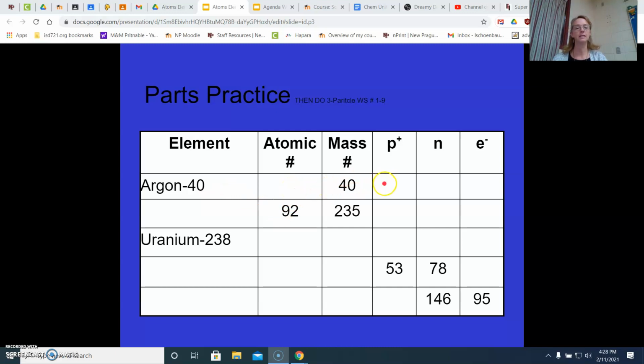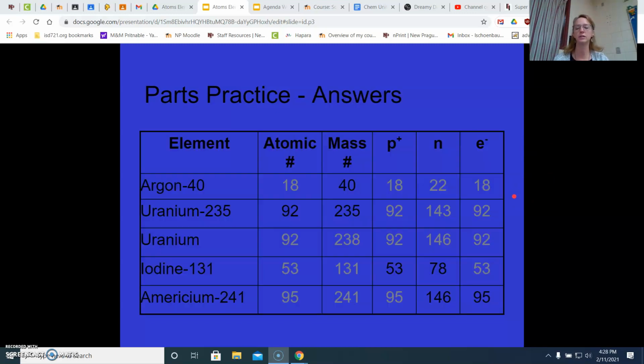That means it has 18 protons and 18 electrons. It's a neutral atom, so positive charge has to equal negative charge. If it has 18 protons but it weighs 40, the rest of this mass comes from neutrons, which means it has 22 neutrons. So pause the video, see if you can fill in that chart, and then move on.